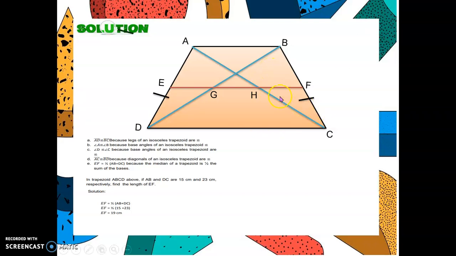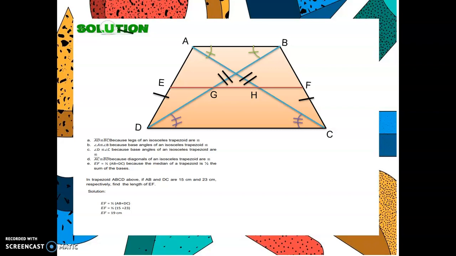Next, angle A. So, ito po yung angle A, which is the base angle. Supposed to be, dapat buo to. Pwede din. So, they are equal. And then, theorem C, angle D. So, another base angle is congruent with angle C because they are also the base angles. So, congruent yan. Letter D, side AC. So, side AC. So, ito yon, the diagonals. So, it is congruent with side BD.